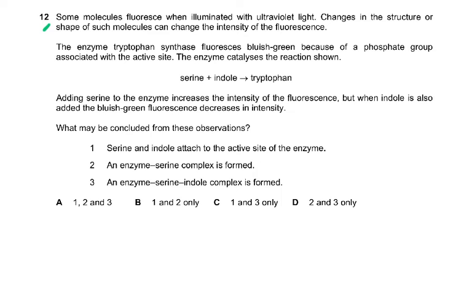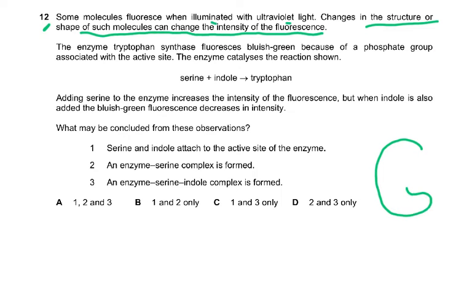Question 10. Some molecules fluoresce when illuminated with ultraviolet light. Changes in the structure or shape of such molecules can change the intensity of the fluorescence. The enzyme tryptophan synthase fluoresces bluish green because of a phosphate group in its active site. So there is a phosphate group, PO3, in its active site.